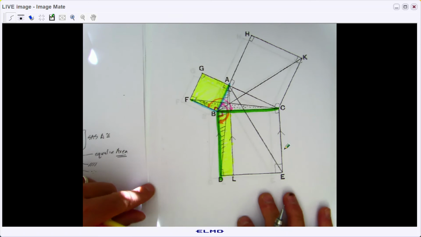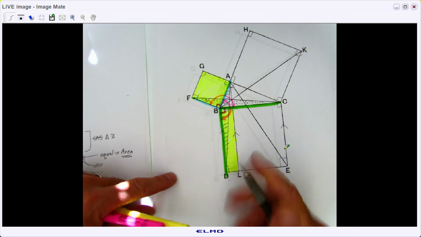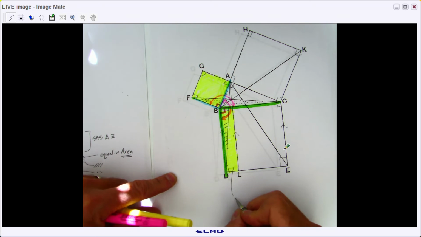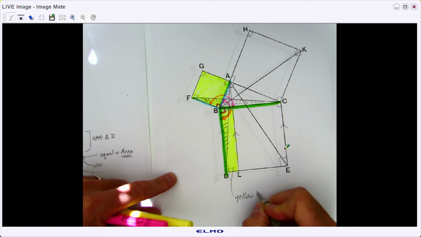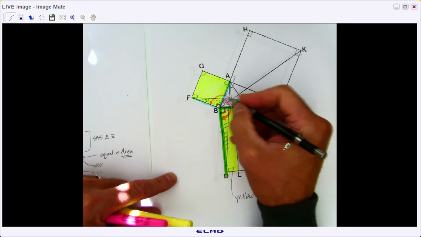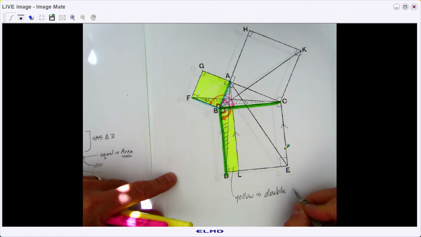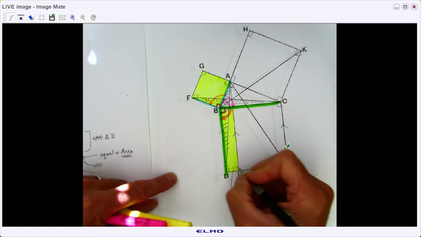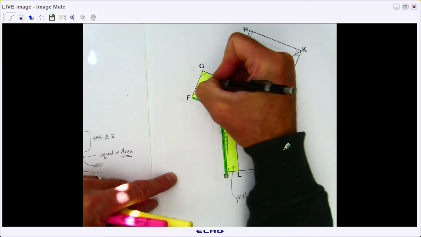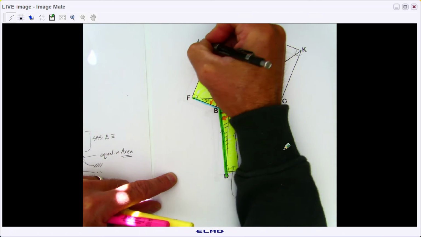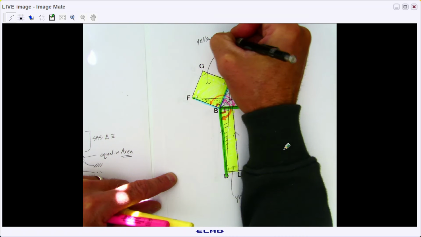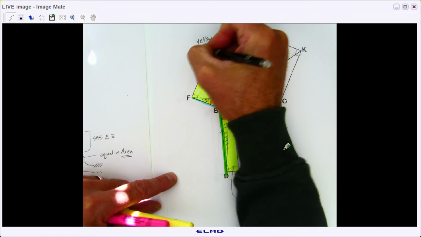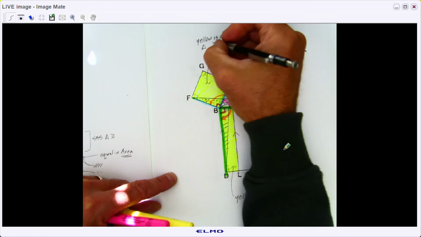So maybe I can make a few notes here. I would just say yellow is double the lines triangle, triangle ABD. So this yellow here, and this yellow here, he's saying, triangle FBC.